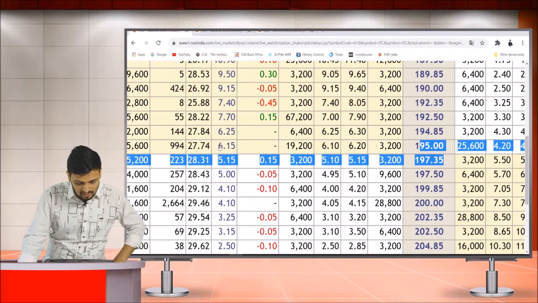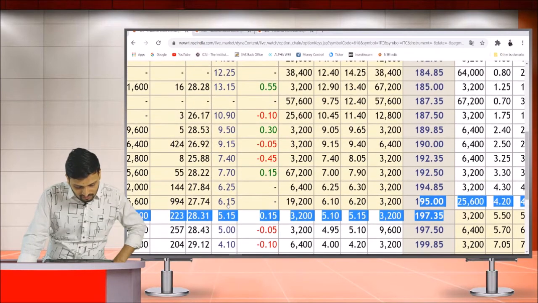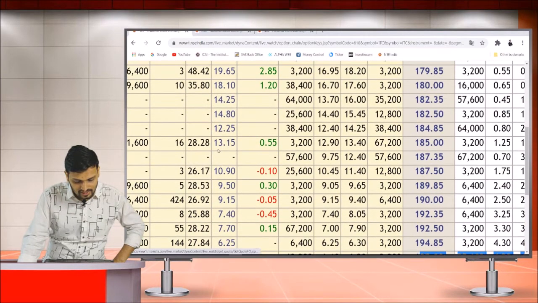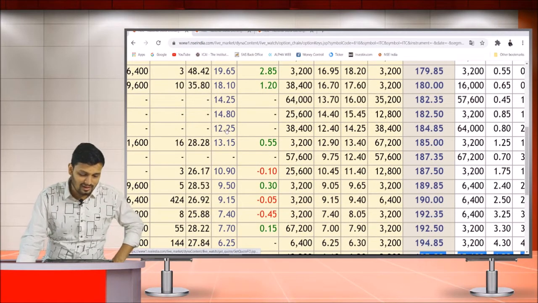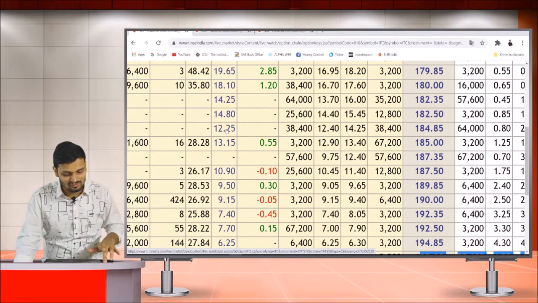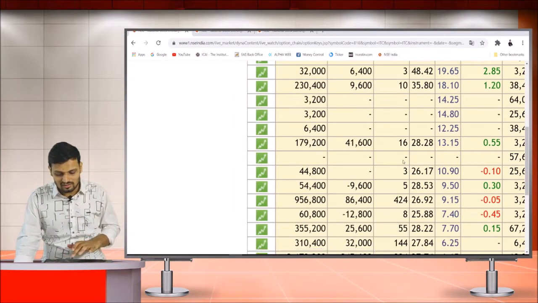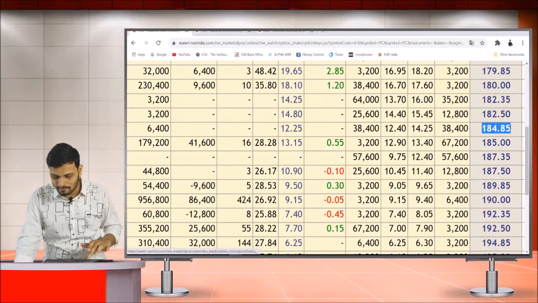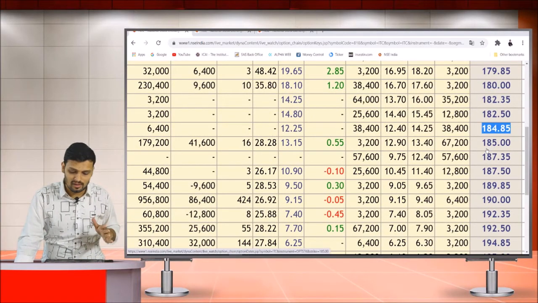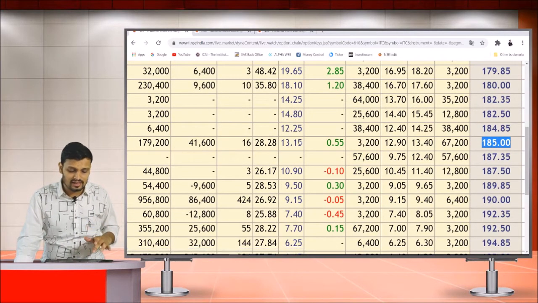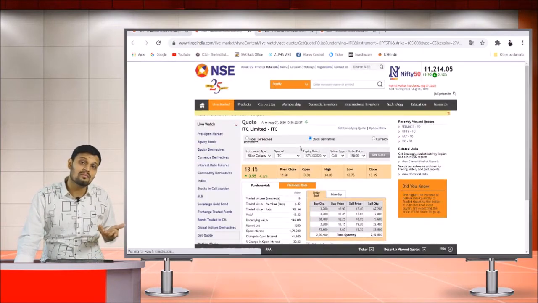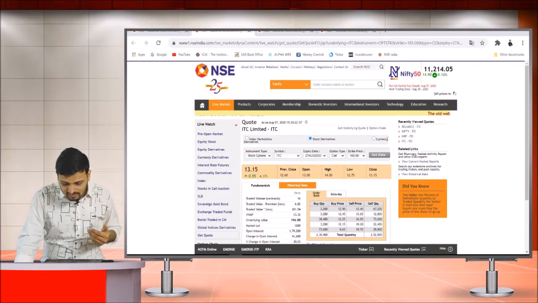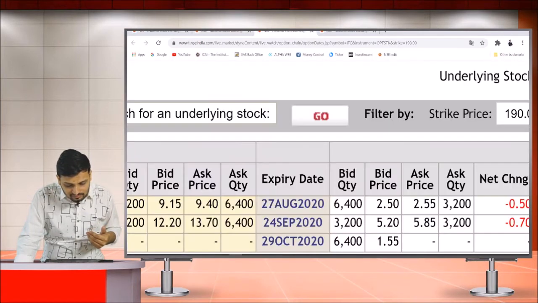If you can see, it keeps on increasing from 6, 7, 10. Here actually this is 13 and then 12. Generally you will not be able to see all this, but sometimes we do see, because at this price, sellers are not available. But at 185, sellers are available. That is why they are charging how much? 13.15. Who is charging 13.15? Sellers. Sellers are demanding 13.15.